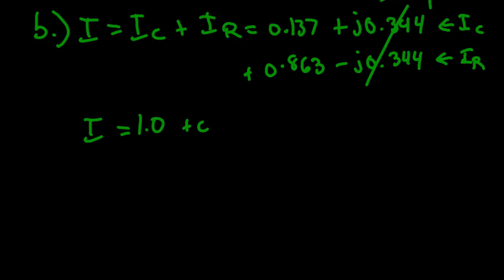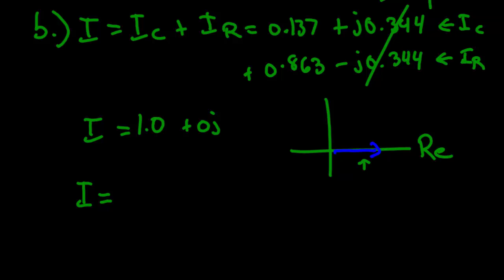So this is equal to just 1 plus 0J. So this would once again be a complex number only on the real portion. So our magnitude is just equal to the magnitude of the real component, which is 1, at an angle of 0. Our angle is equal to 0.